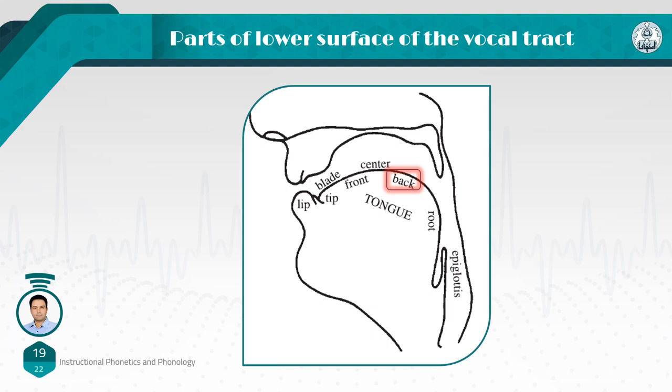You can see that. And then we have the root of the tongue, which is opposite the back wall of the pharynx. You cannot look in the mirror and open your mouth and see the root of your tongue. It's not possible because it is opposite the back wall of the pharynx. And at the bottom, you can see the epiglottis. The epiglottis is attached to the lower part of the root of the tongue.